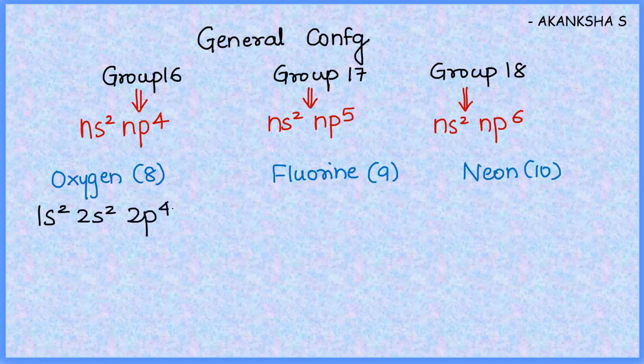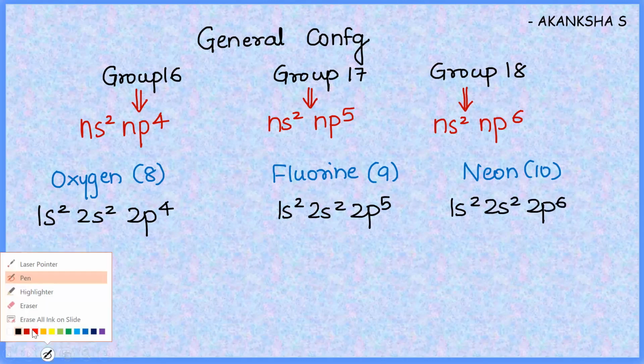How do we understand this configuration? Using Aufbau, okay? So 2 plus 2 is 4, 4 plus 4, 8. Here 1s2, 2s2, 2p5, 2 plus 2, 4, 4 plus 5, 9. Here we have 1s2, 2s2, 2p6, 2 plus 2, 4, 4 plus 6, 10.